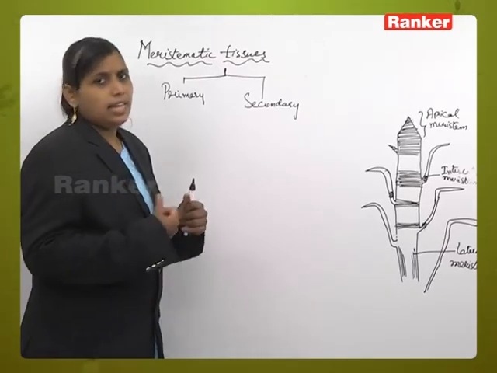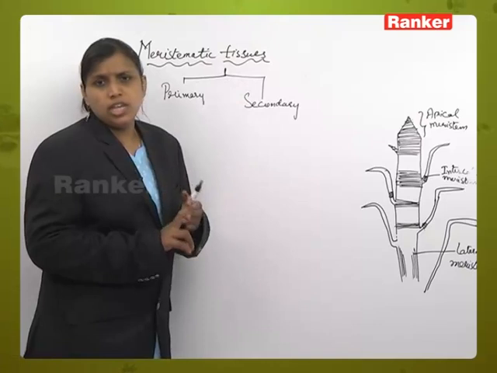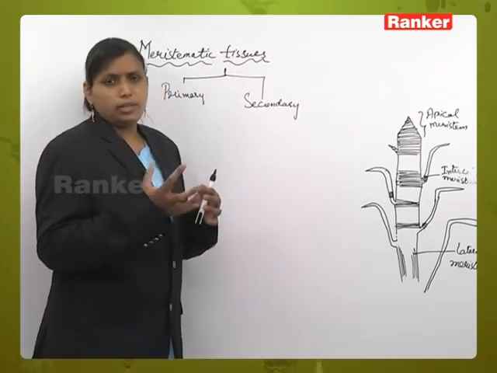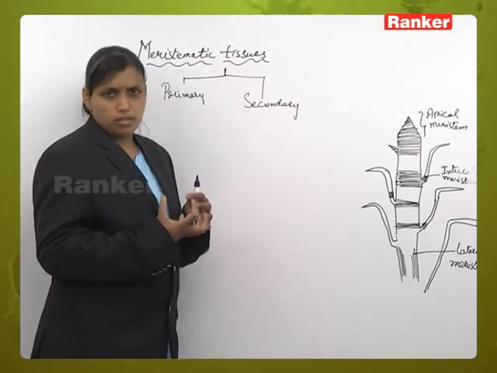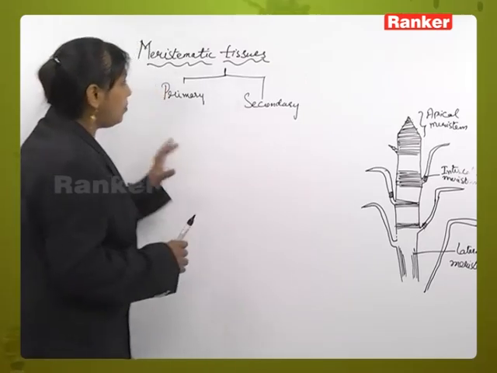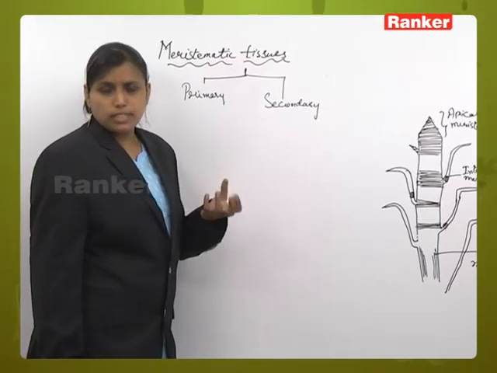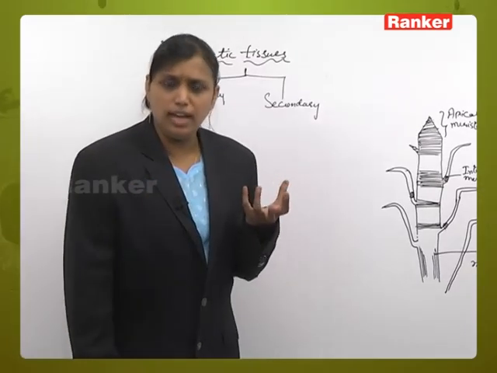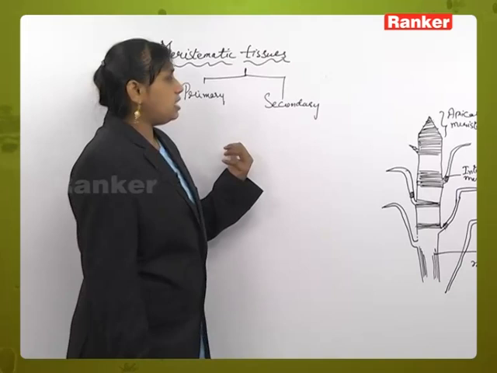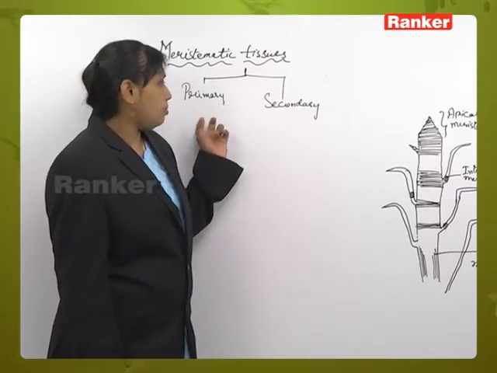These meristematic tissues are in a continuous state of division and are confined only to certain portions of the plant, like it may be present in the roots, it may be present in the stems, or it may be present in the leaves of some plant bodies. Now the presence of meristematic tissue is the special character when compared to that of the animal tissue. On the basis of origin, there are two types, primary and secondary.